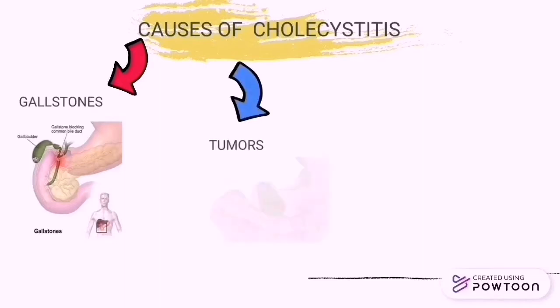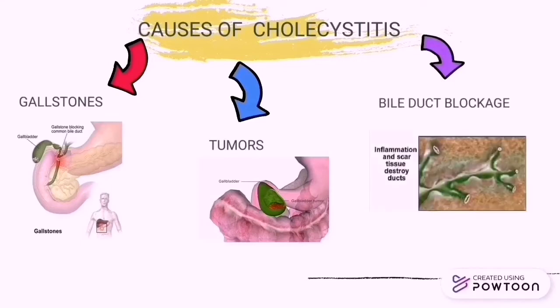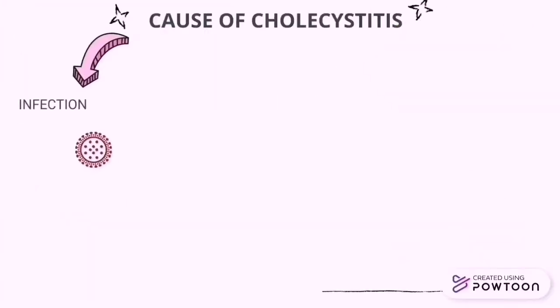Second, tumors. Both cancerous and non-cancerous tumors in bile ducts will cause blockages. It will prevent bile from draining properly from the gallbladder. Bile will build up, which leads to cholecystitis. Third, bile duct blockage. Kinking or scarring tissues of the bile ducts can cause blockages, which also lead to inflammation in the gallbladder.